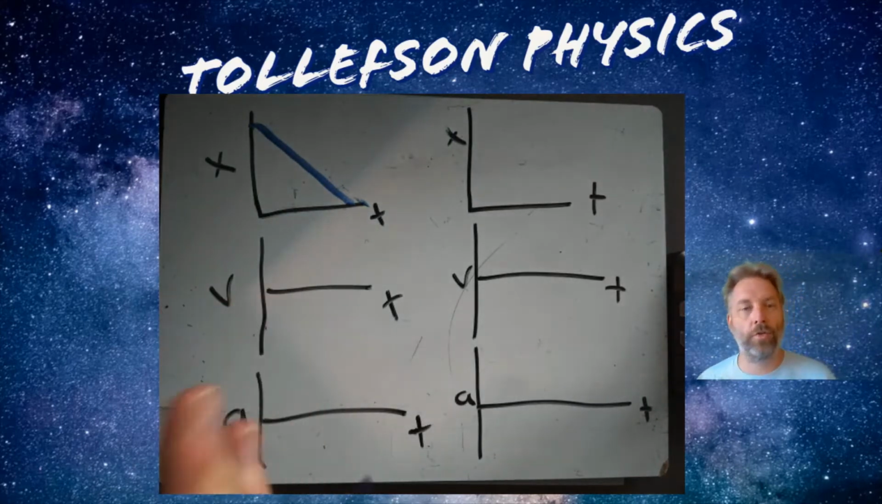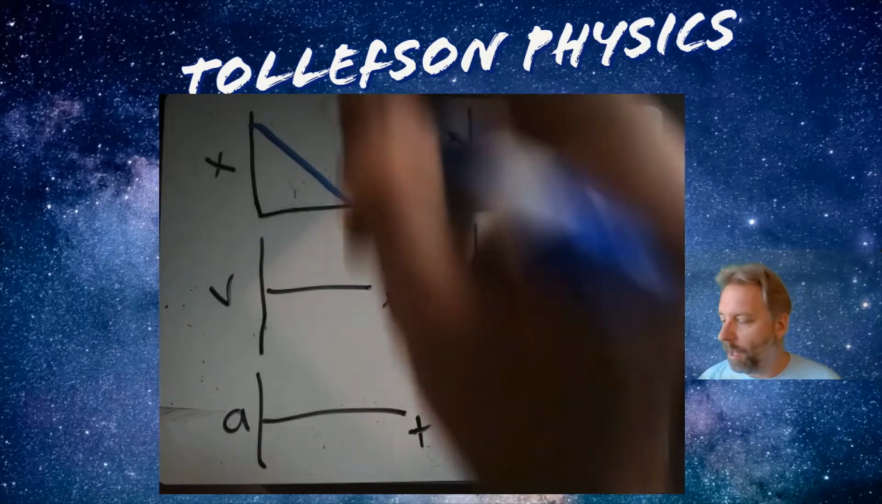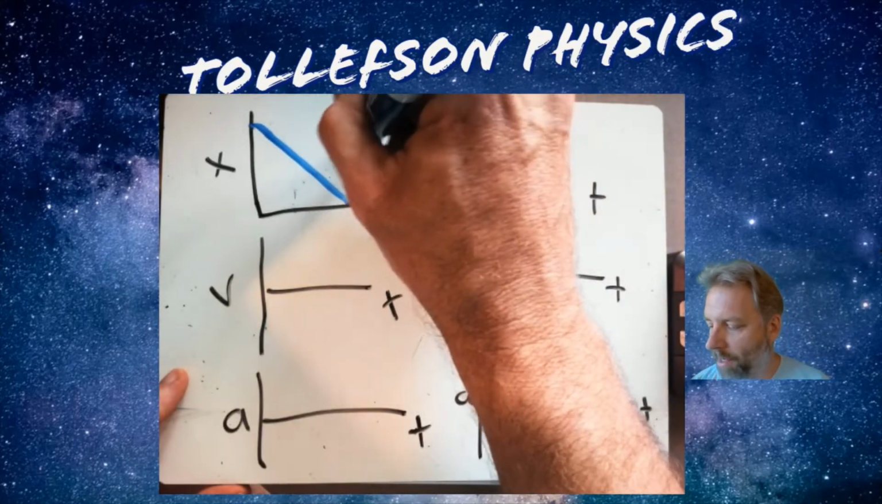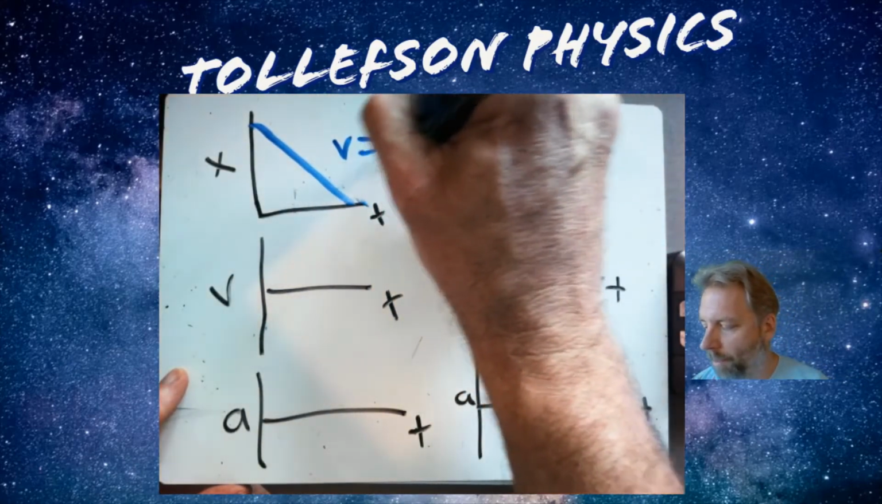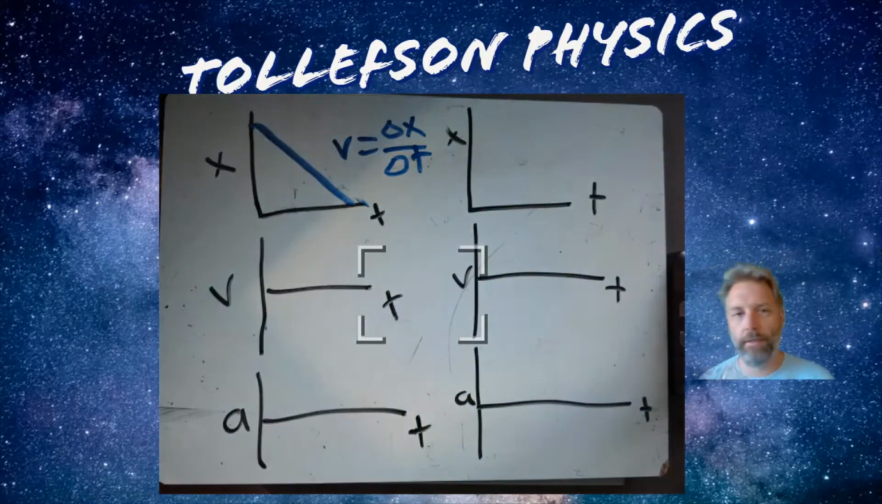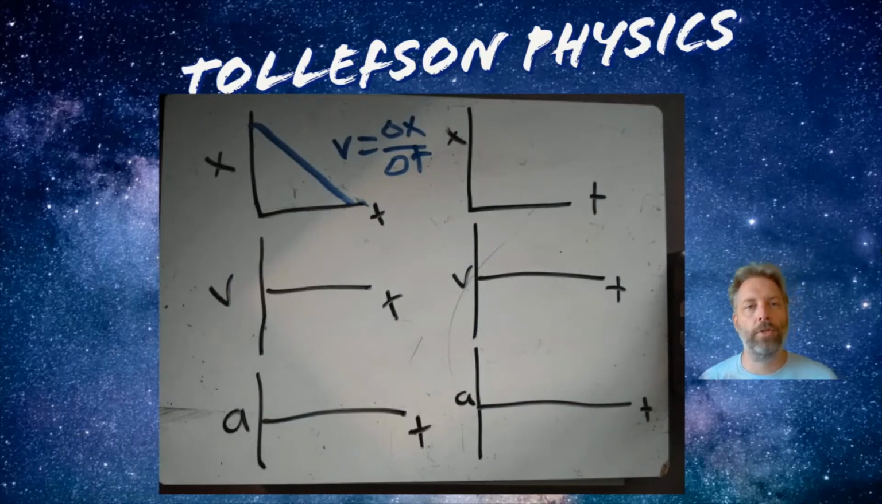And so I got a straight line. Why is it a straight line? Well, I said they're moving at a constant velocity. So remember, constant velocity is the slope of that line. That's a funny looking delta. So it's the slope of that line.